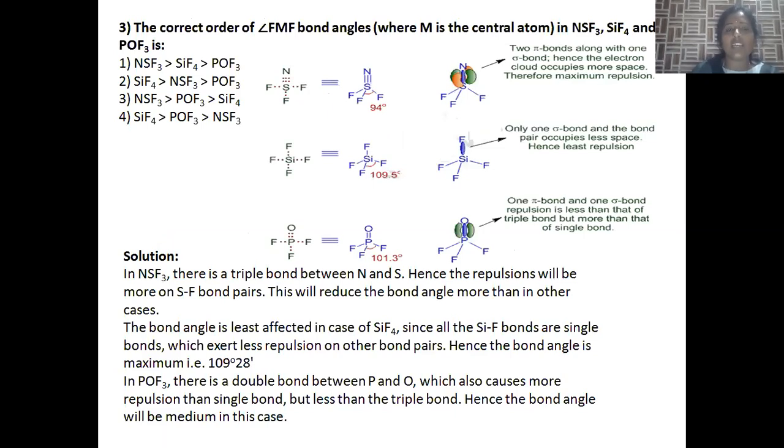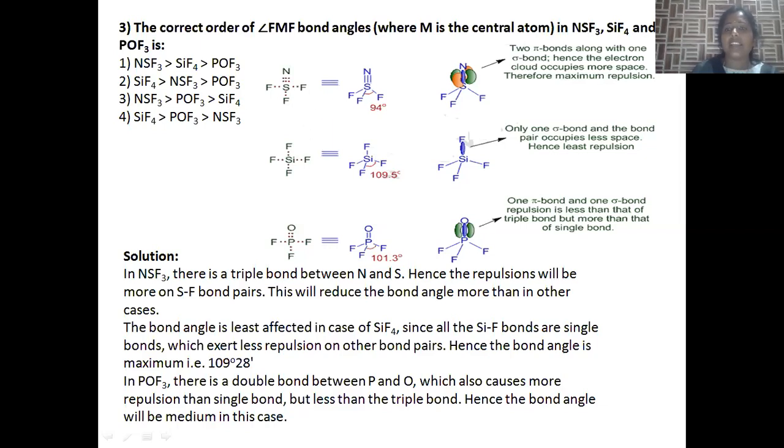And next is about the correct order of F-M-F bond angle, where M stands for the central atom, in NSF3, SiF4 and POF3. Among these three compounds, which is the correct bond angle order? We have to find out the bond angle. In order to get it, first of all we have to know the actual structure of these compounds. When we take NSF3, a nitrogen-sulfur triple bond will be there, and the remaining three fluorine single bonds will be there.